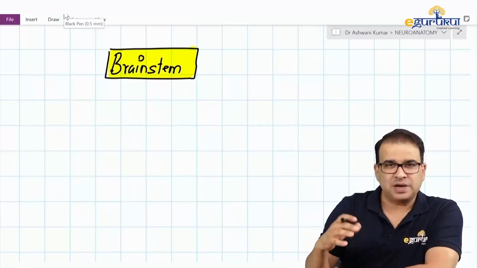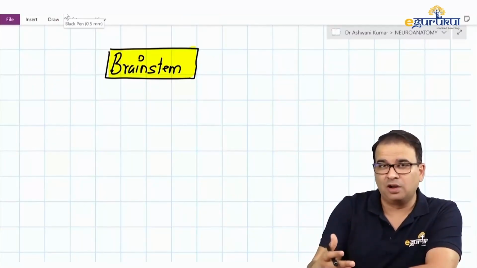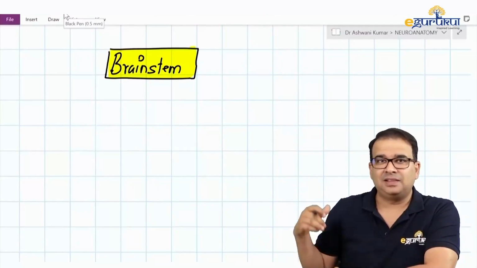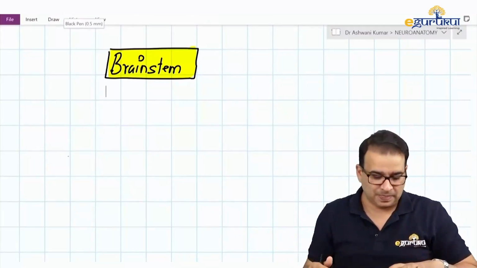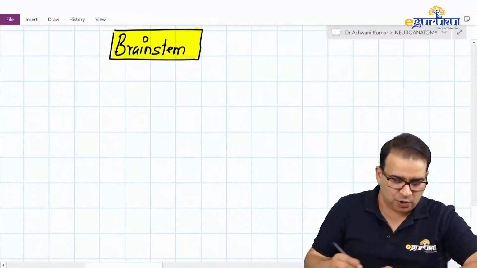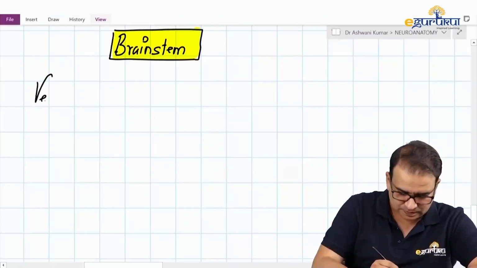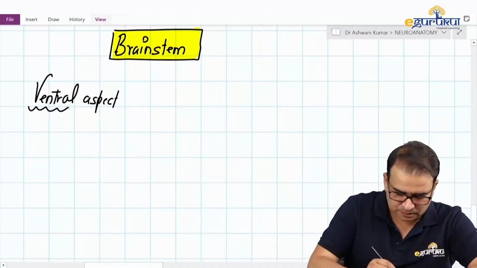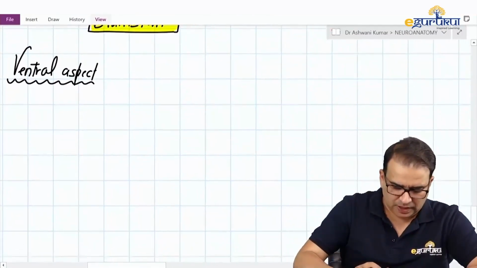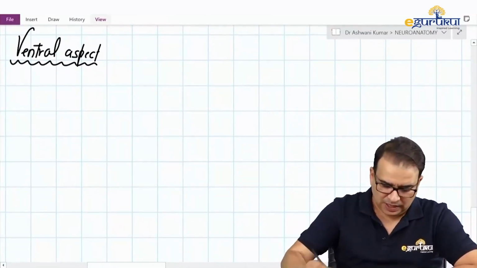So this is a topic in which, again, whatever we discussed in the head and neck, the cranial nerve nuclei, the cranial nerve columns, the cranial nerves themselves, and the tracts we discussed in the spinal cord, this topic is an amalgam of everything. So first we are looking at the ventral aspect of the brainstem. Okay, let me draw it for you and then I'm going to show you some pictures from the atlas also.